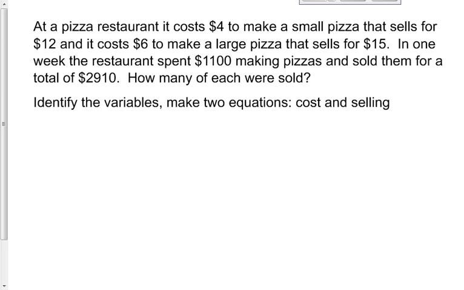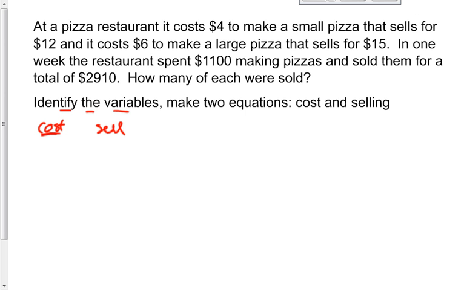Well, we have two different things going on here. It's costing us money to make pizzas, so we have to talk about one equation that only deals with cost. And then we're going to have a second equation that's going to be dealing with how much we're selling them for. And then we have to know what it is that we're actually selling. So that's why we talk about you need to identify the variables.